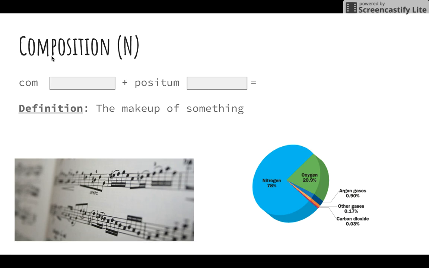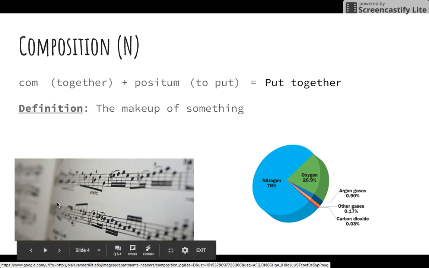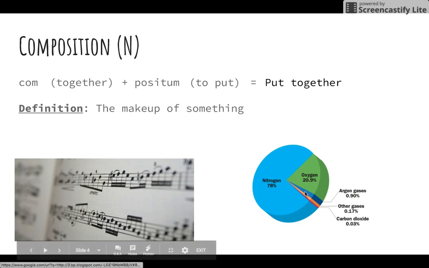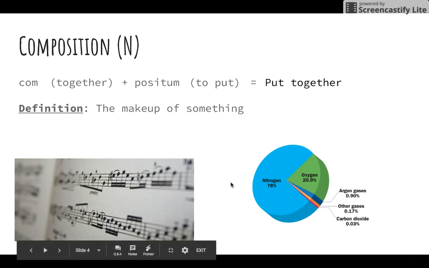So composition, as I said before, has two parts. It has the prefix com, which means together. Com, C-O-M, or co always means together. And then we have positum. You could tell POS here. Positum means to put. So composition literally means put together. So it's a bunch of different things that are then put together. The makeup of something. So just like the little music notes, when you put them all together, it forms a composition. When you put all of these gases together, it creates the composition of our atmosphere.